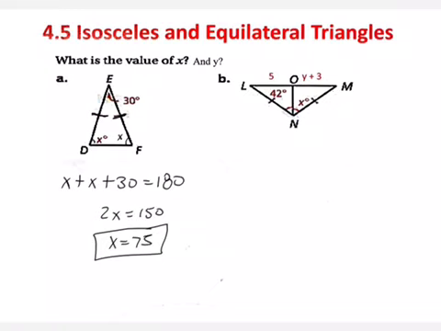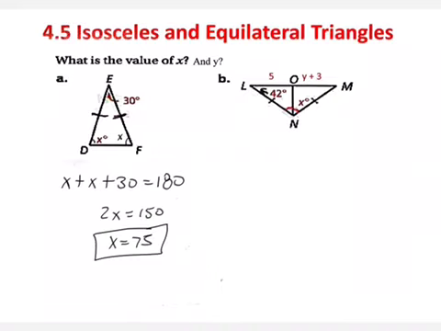Question B, I've got x here, I've got 5, I've got y plus 3, and I've got 42. And the 42 goes to this guy here in this corner. But what's most important is I notice that I have a bisected angle here by NO. And this is a vertex angle of an isosceles triangle.